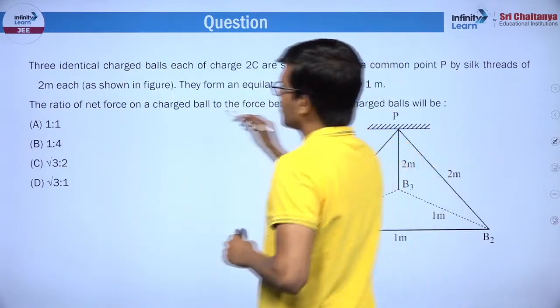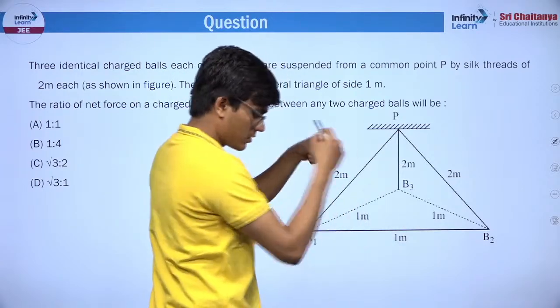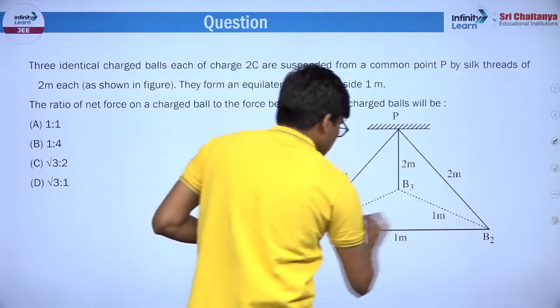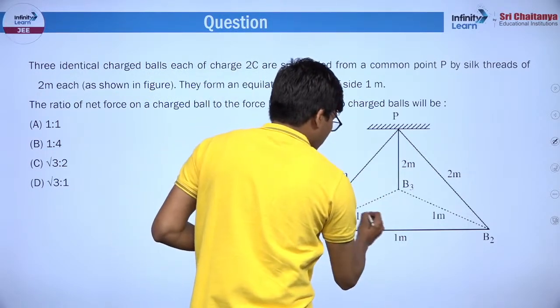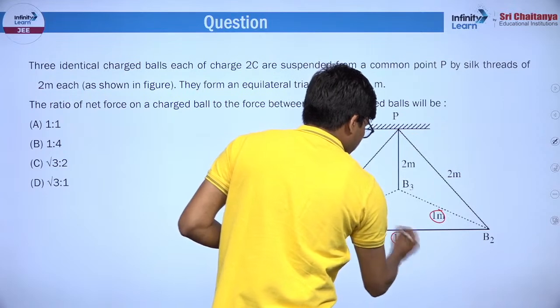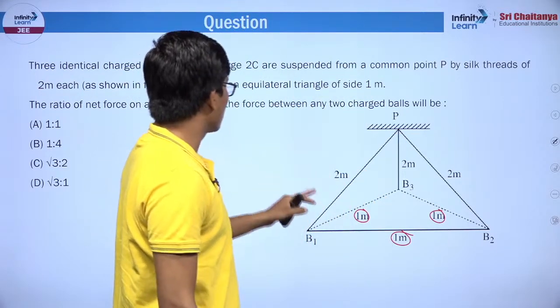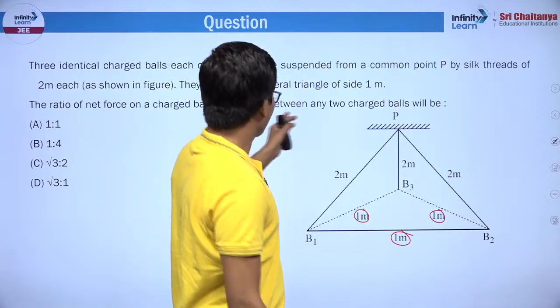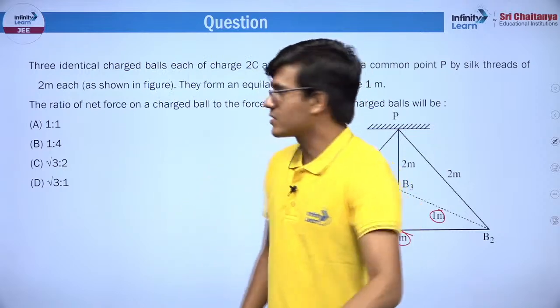They are suspended by a silk thread of 2 meter length, so the length of these strings is 2 meter, and the bottom triangle which is forming here is an equilateral triangle of side 1 meter. That is given to you, and the ratio of the net force on a charged ball to the force between any two charged balls. Very nice question. Listen carefully.